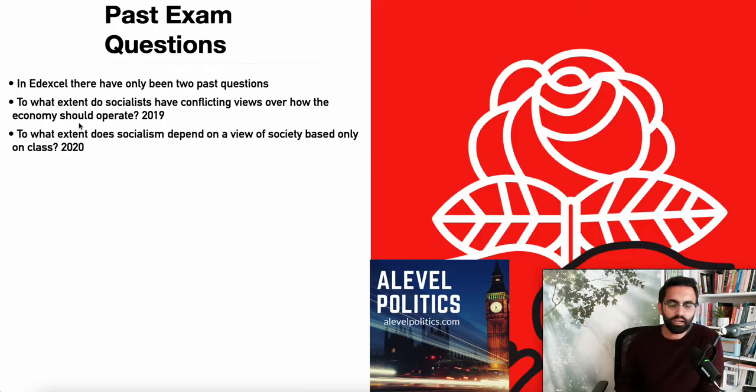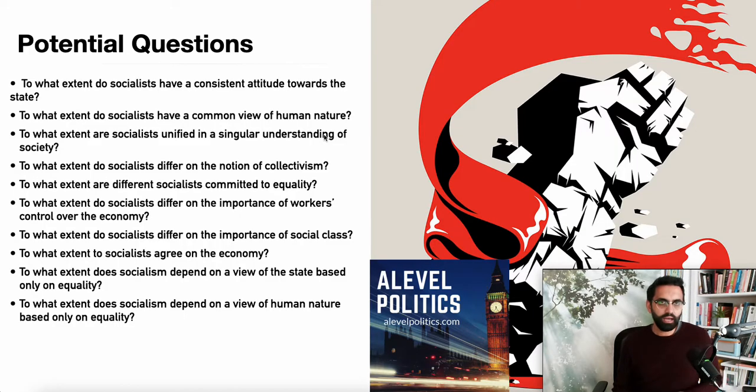Right. So here are some past exam questions. In 2019, they asked a question about whether socialists have conflicting views over how the economy should operate. In 2020, they asked a question about whether they've got a similar view on class, a view of society on class. And here are some potential questions. Again, I'm not going to dwell on these because I'm going to be going through most of these questions in these recorded videos. So I'm going to take a question at a time, or at least some of these questions, and we'll work through that.